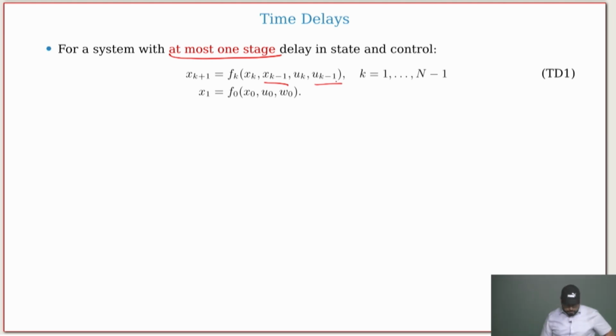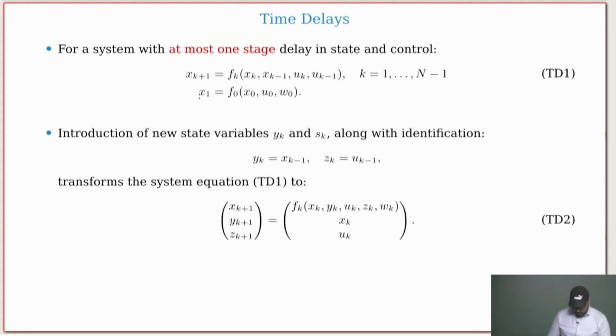So we can again write it. My next state x_{k+1} will depend on x_k, the previous state x_{k-1}, and u_{k-1}. And then the starting one is given like this. So it is about readjusting your state variables now. You introduce some new state variables like y_k, and you call it y_k = x_{k-1}, and you introduce another variable z_k so that you don't confuse it with the u's, and z_k is your u_{k-1}. Then your new state variable at k+1 is like this.